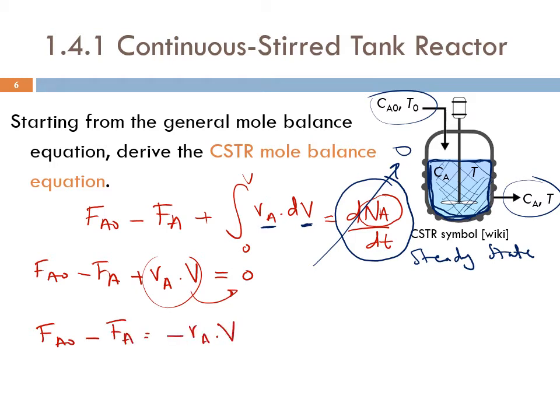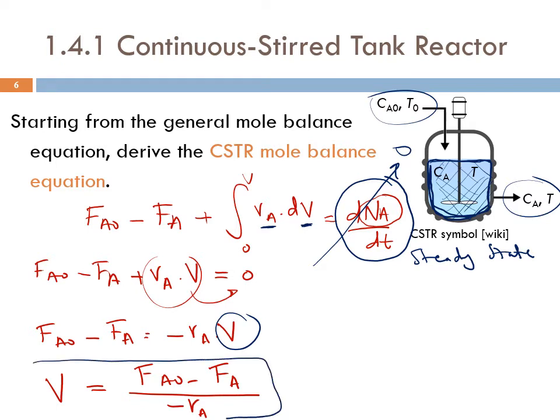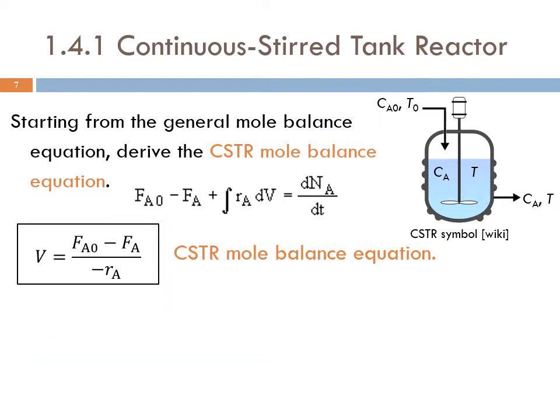times V. What am I interested in when it comes to design of a reactor? I'm interested in calculating the volume of the reactor. Therefore, I write the equation as V equals FA naught minus FA divided by minus RA. So now we have a design equation. Here we go. CSTR mole balance equation, or CSTR design equation.